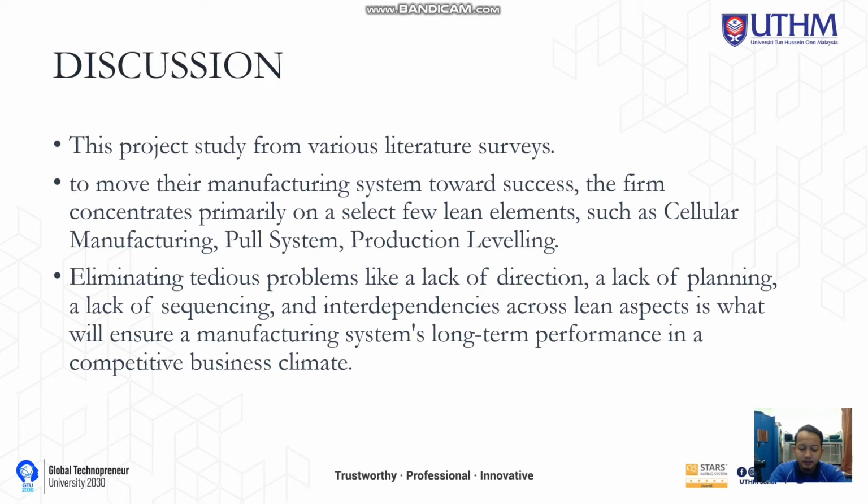In actuality, eliminating problems like a lack of direction, lack of planning, a lack of sequencing, and interdependencies across lean aspects is what will ensure a manufacturing system's long-term performance in a competitive business climate. The dual problem is resolved by implementing the lean element in accordance with the appropriate interdependent aspect according to a good strategy.